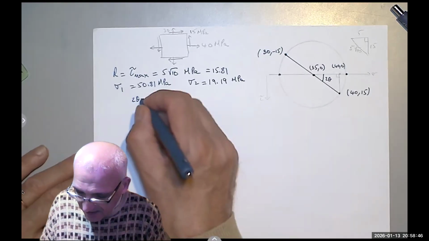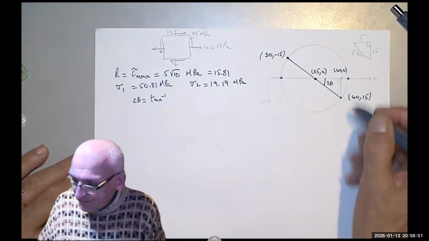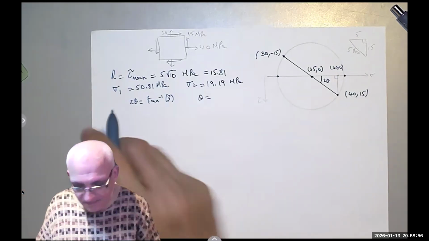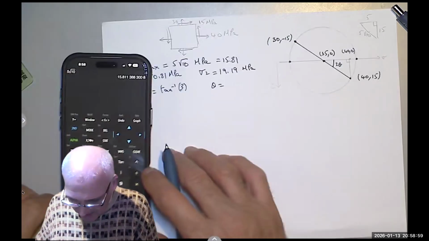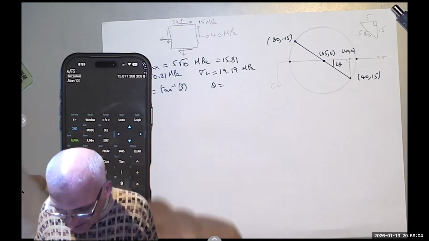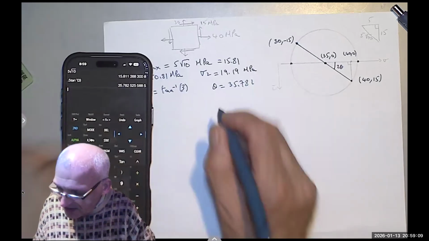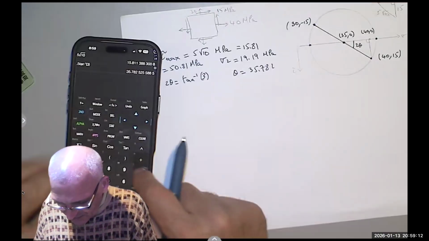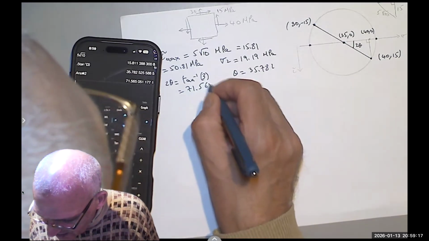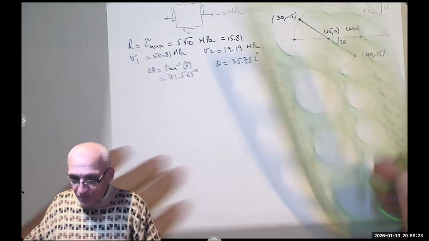So 2 theta is arctan of 3, right? 15 over 5. So theta equals 1/2 arctan of 3, inverse tan of 3, which is 35.782. But this angle would be twice as much, of course. That would be 71.565 degrees. Okay, so that's quickly how we did it last time.